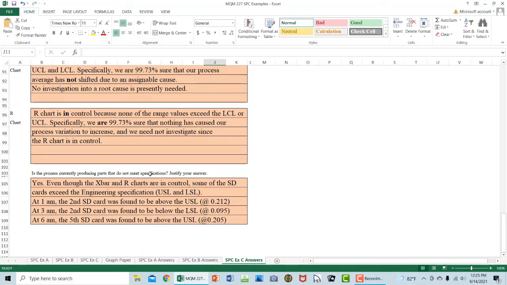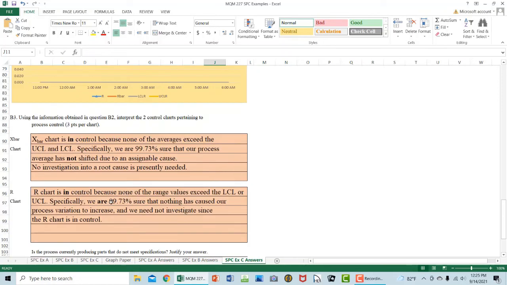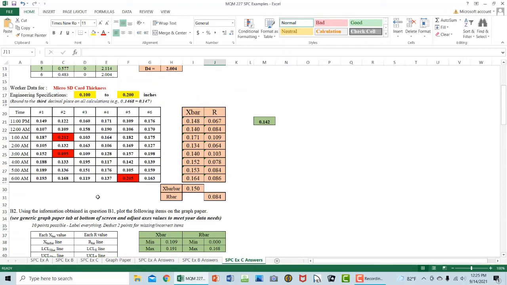Are we currently producing stuff that does not meet engineering specifications? Yes. Even though the X bar and R charts are in control, some of the SD cards exceed the engineering specifications, or the USL and LSL. At 1 a.m., the second SD card was found to be above the USL, and there it was. I'm saying at 1 a.m. the second measurement was found to be 0.212.